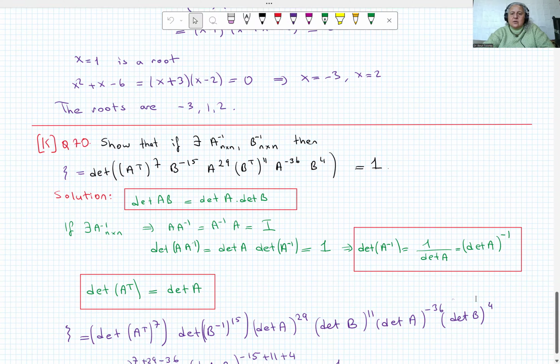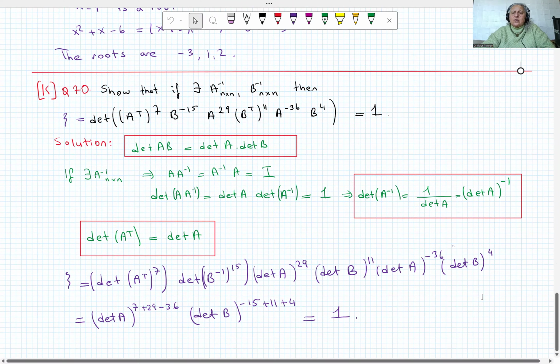Okay, now in this question, we are going to use some properties of the determinant in order to simplify this thing. So we assume that A and B are invertible matrices. This is what it means here: there exist A inverse and B inverse, n by n matrices. And then the determinant of this term is equal to 1.